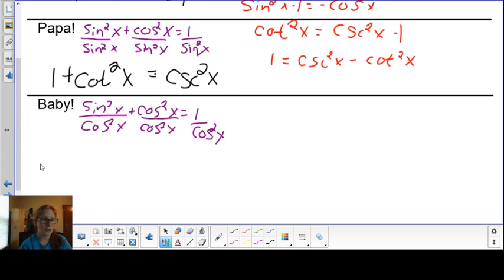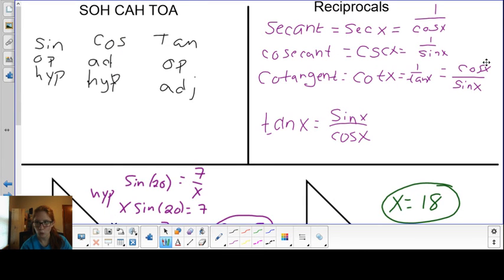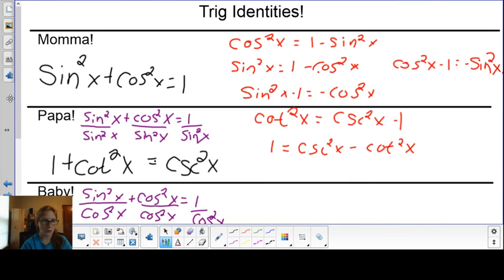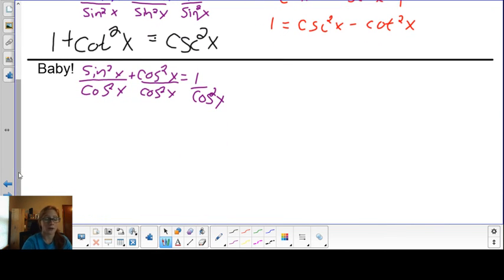Well, what was sine over cosine? Sine over cosine was tangent. And again, since they are both squared, my answer will still be squared. So baby starts with tangent squared. Cosine over cosine is just 1. And 1 over cosine is secant.